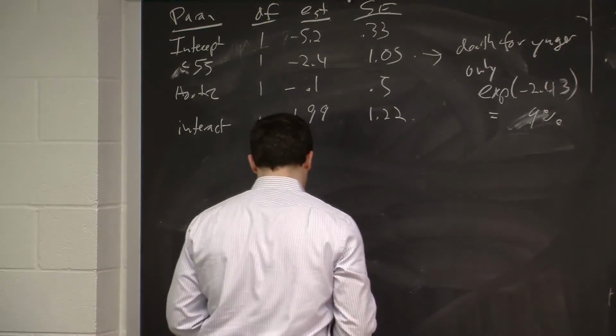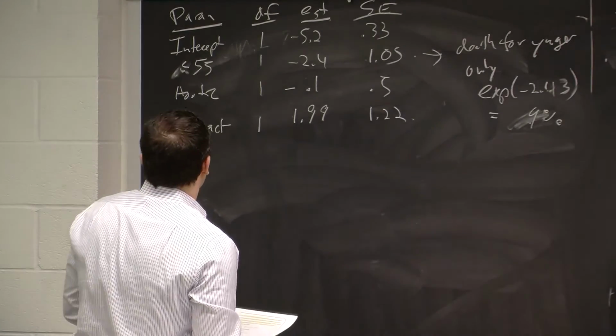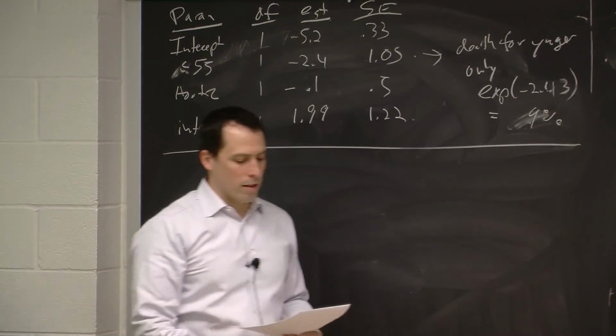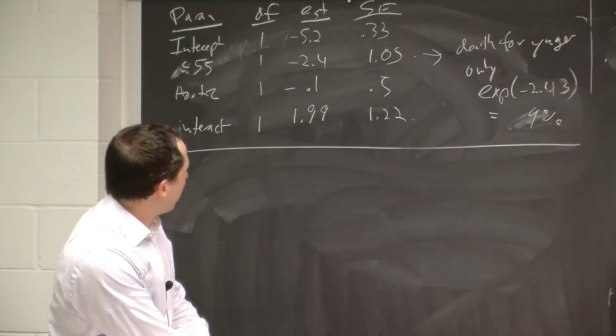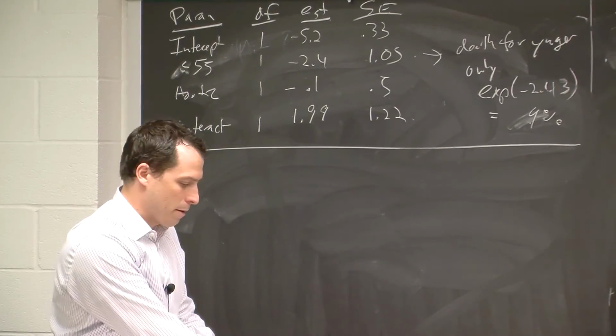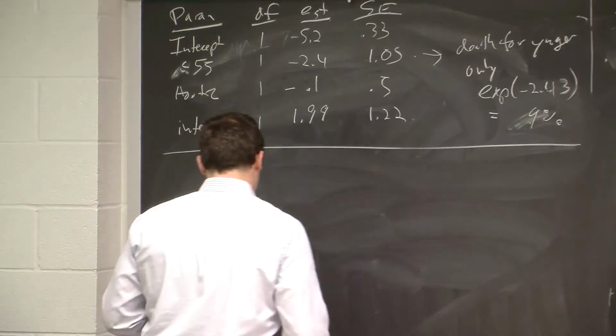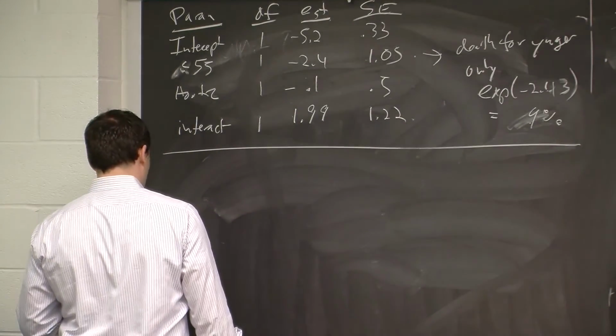Okay, so since this aortic one is not significant, we can test. We can do a hypothesis test to say, does the type have an effect or not? Is the type related to the death rate or not?